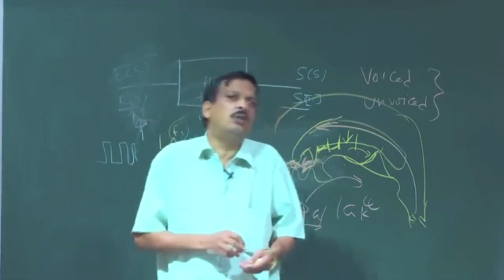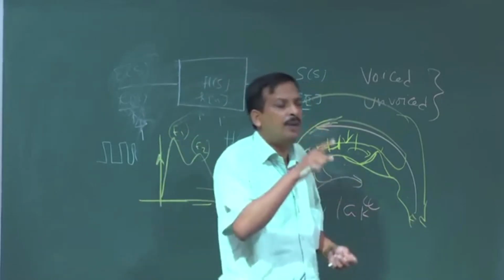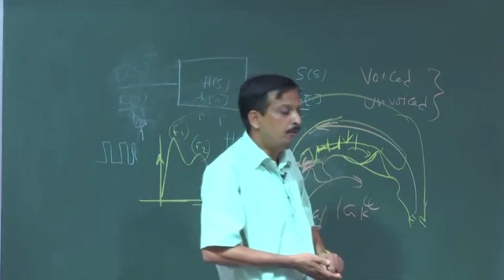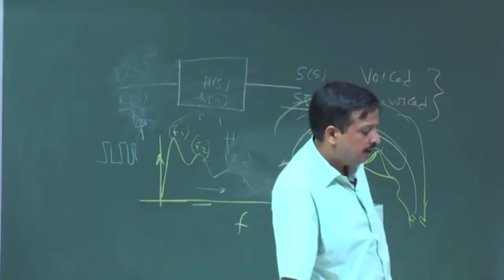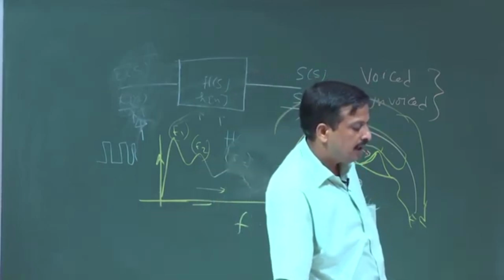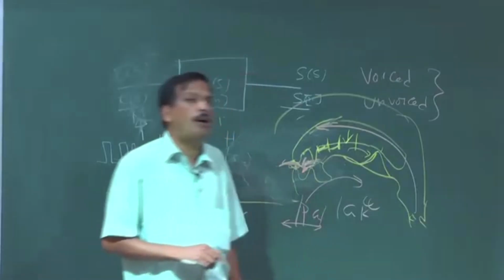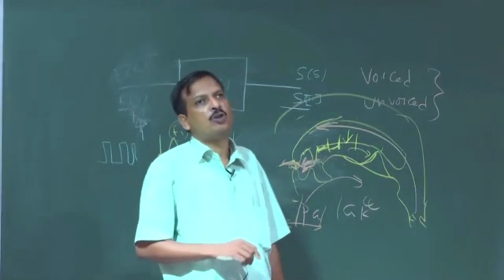Now, for pulmonic sounds, depending on the place and manner of articulation, different symbols have been assigned. If you see the chart, this row-wise is the place of articulation, and column-wise is the manner of articulation. Now, if you see plosive or stop, bilabial plosive.